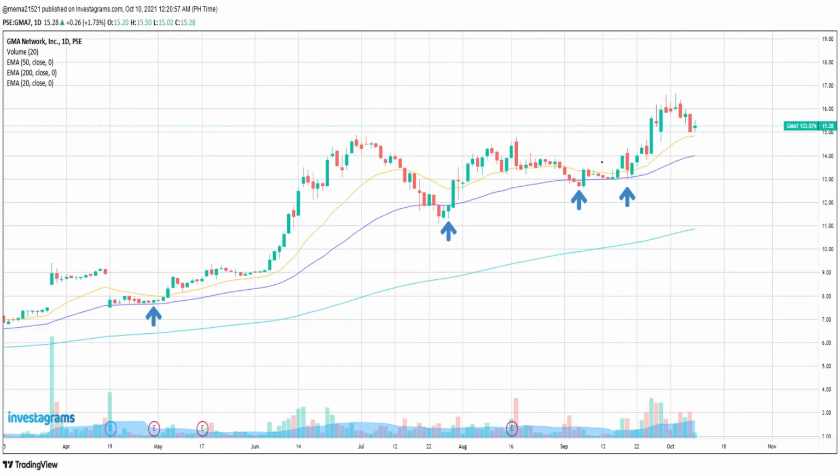The next one is GMA 7. So ito din, once. Meron nga dito isa pa, ayan, twice. And then this is the third time, fourth time, and then the fifth time. Okay, so yung isa dito, EMA 20 pala to, ayan. Pero sa ating 50, ayan yung ating mga strong bounce.